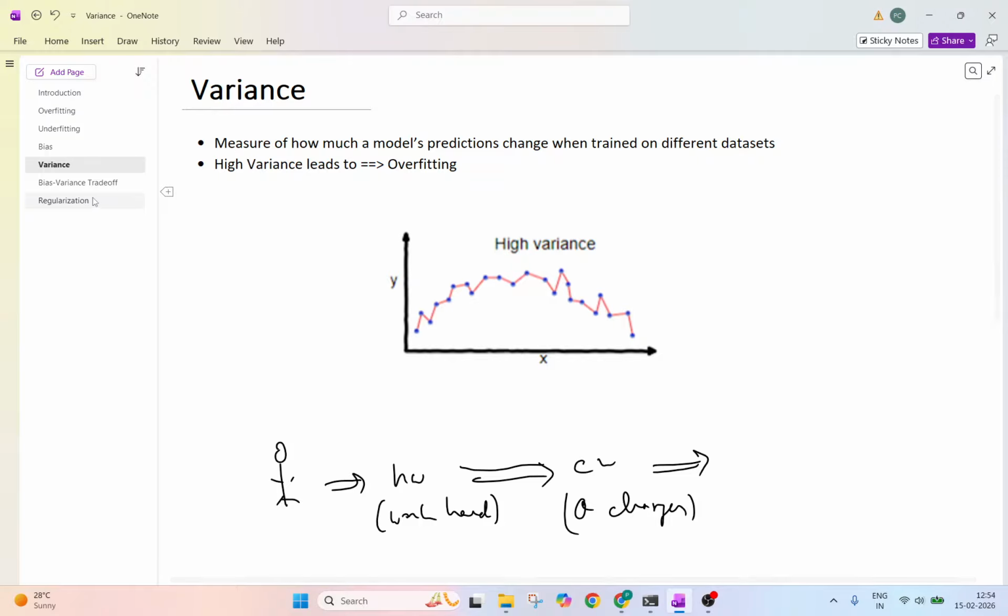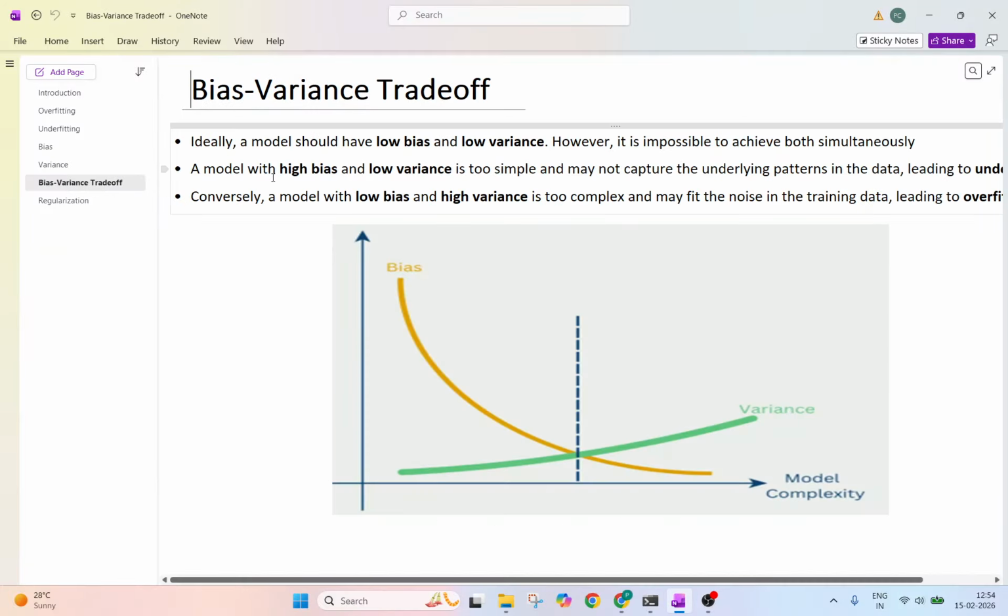Why is that? So this is what we would be getting an answer to in bias variance trade-off. Ideally, a model should have low bias and low variance. However, as I mentioned, it is impossible to achieve both simultaneously.